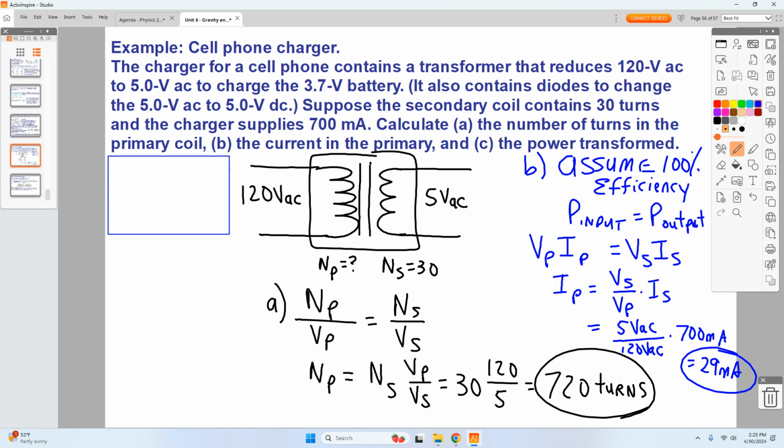Okay? I'm going to ask you to calculate the power transformed. I want to know what is the amount of power being transformed. I want you to try that one. Once you have it, turn and tell the person you're sitting next to: what is that amount of power transformed?